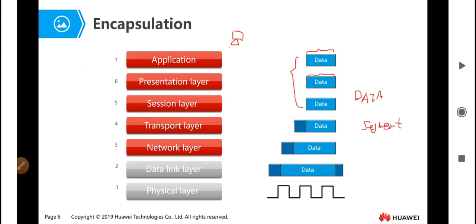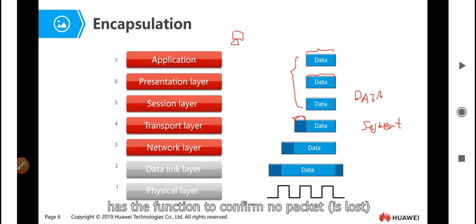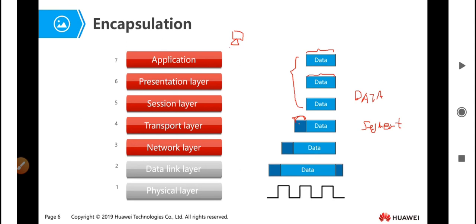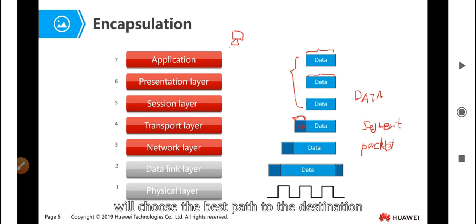In the segment, the computer will add a header. This header of course has the function to confirm that no packet is lost. When the data is sent, it's not only one packet, there's a series of many packets, so you should make sure that no packet is lost. In the header, there's a serial number and so on. Okay, this is a segment. And then the network layer. The network layer is a packet. We'll choose the best path to the destination.